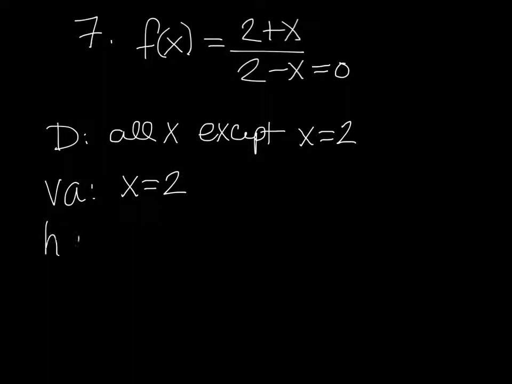Okay, as far as horizontal asymptote, when we look at our exponents, our exponent here is 1, our exponent here is 1. So since they're the same, we're just going to take what's in front and divide them, not the 2's, I'm taking the coefficients. And so my coefficients are a positive 1 over a negative 1. So my horizontal asymptote is y equals negative 1. So that would be number 7.